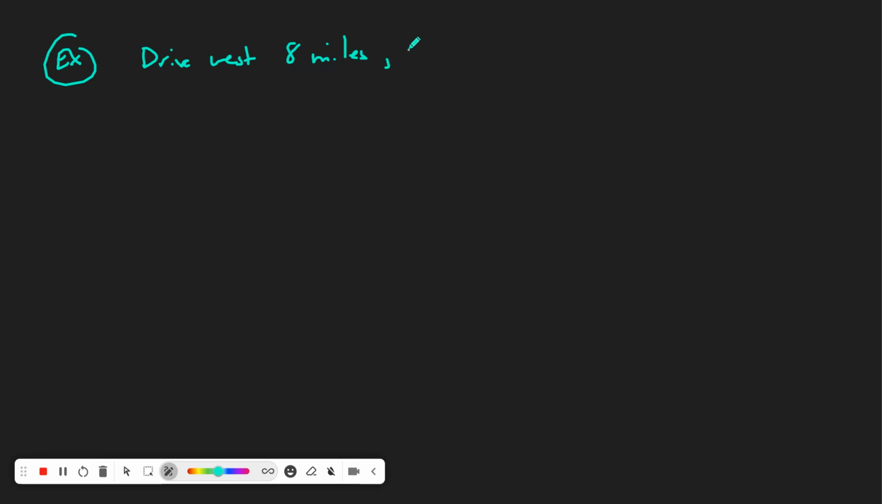Okay, so our first example. This is a driving problem. It says we're going to drive west 8 miles, turn, and drive south 11 miles. So there's our directions. We're going to drive west 8 miles, turn and drive south 11 miles.